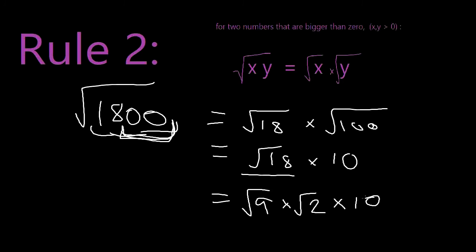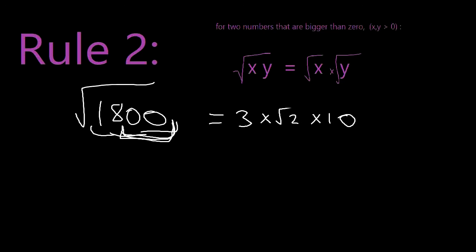Now, can any of these be simplified further? So this root 9 looks familiar, doesn't it? What this root 9 is, it's the same thing as 3 because 3 times 3 equals 9. So we can go 3 times root 2 times 10. That's looking a lot better now and will be easy for us to work with. Now, once we have it in this form, we've got our whole numbers and our surds. So this is a surd, which means we can't simplify it down anymore.